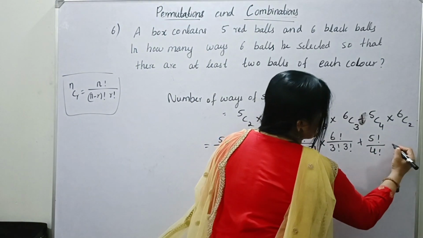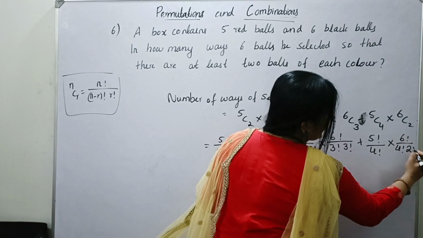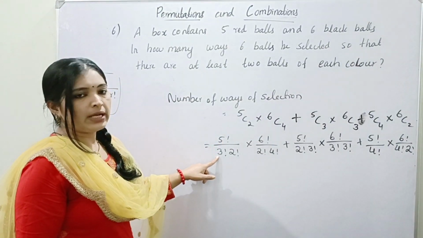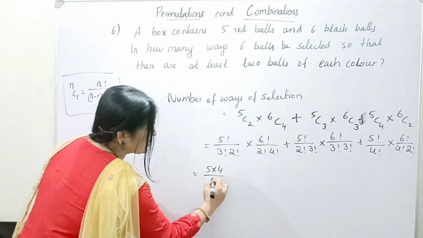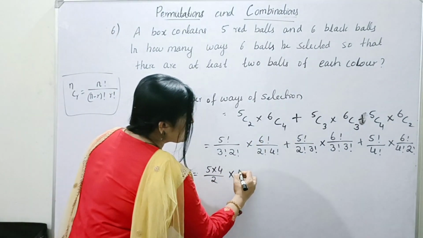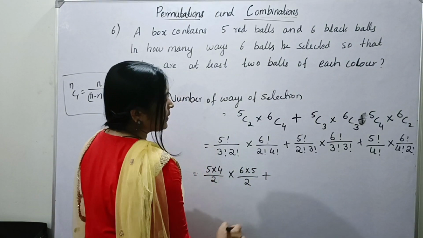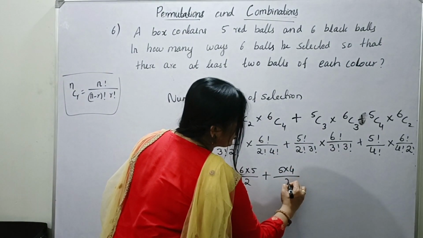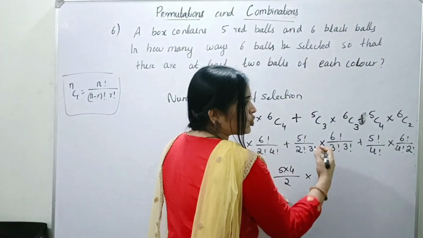So next into 4 factorial into 6 factorial divided by (6 minus 2) is 4 factorial into 2 factorial. Then here 5 factorial, 3 factorial cancelled. So remaining 5 into 4 divided by 2 factorial is 2 itself. Into 6 factorial, 4 factorial cancelled. So remaining 6 into 5 divided by 2 factorial is 2, plus 5 factorial, 3 factorial cancelled. Remaining 5 into 4 divided by 2 into here 6 factorial, 3 factorial cancelled.